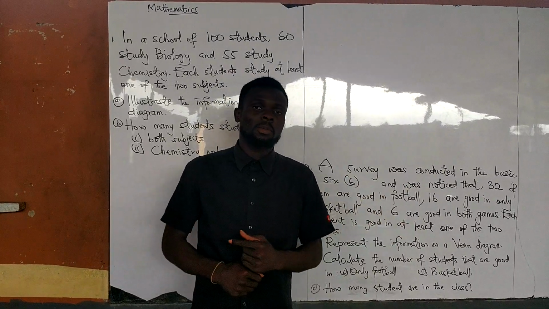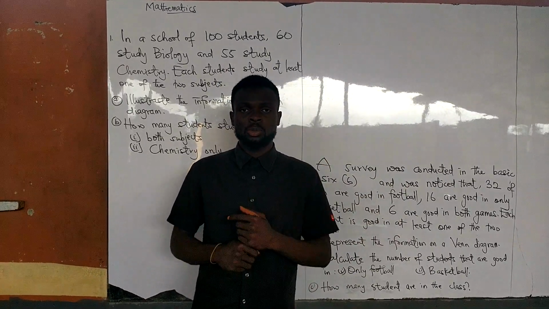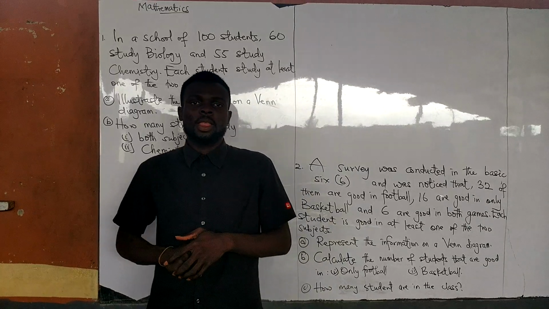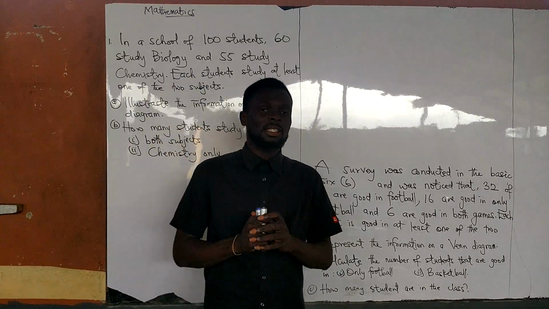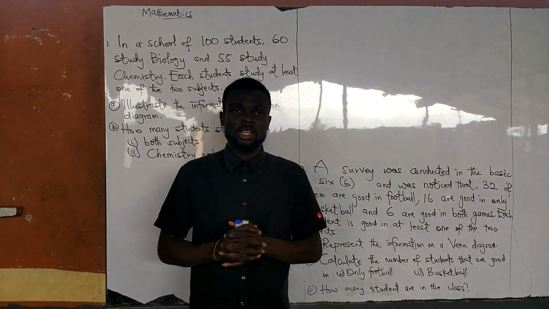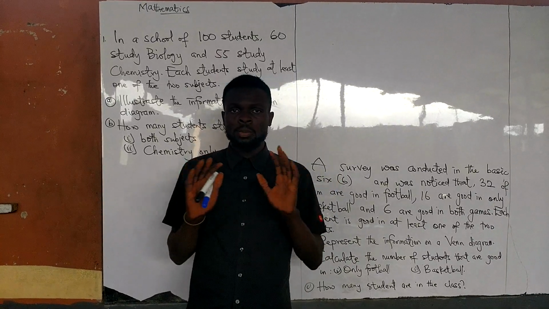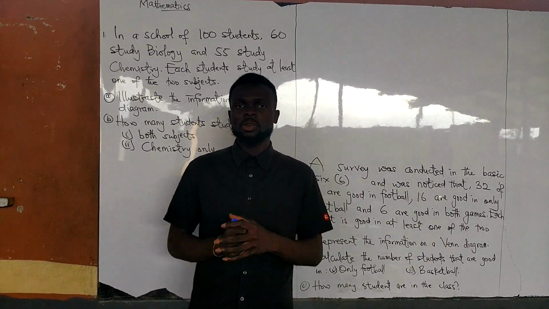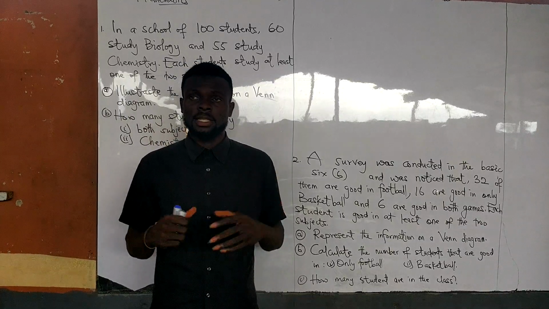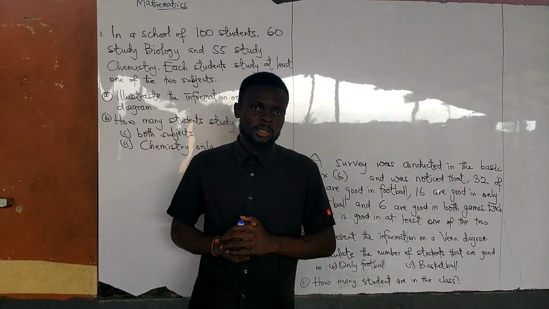And the last time we met, we were looking at two-set problems, that is the Venn diagram. So today we want to finalize and look at two examples on the Venn diagram where we have no complement. And the next time we meet, we are going to look at that one probably.